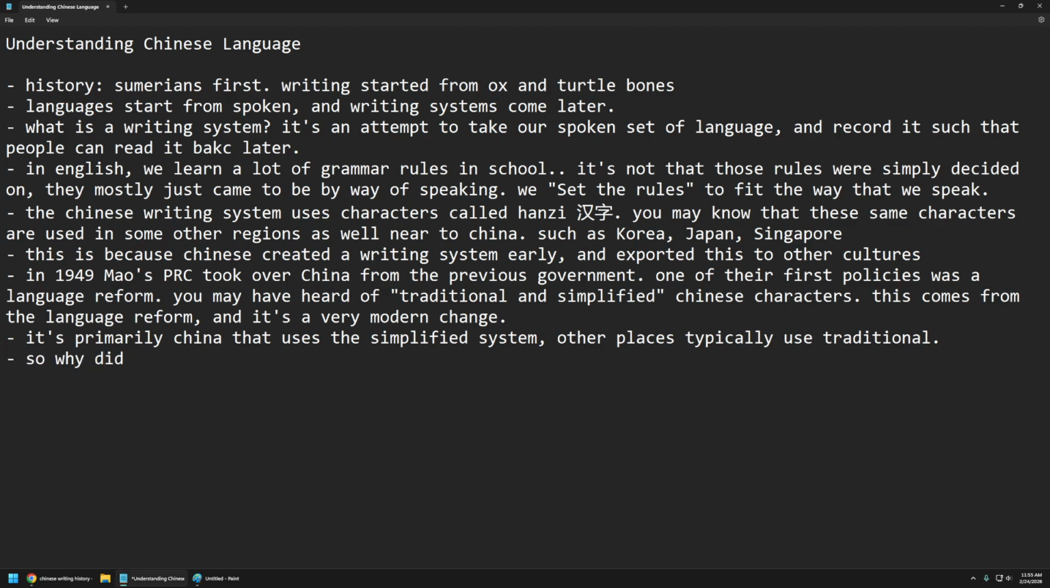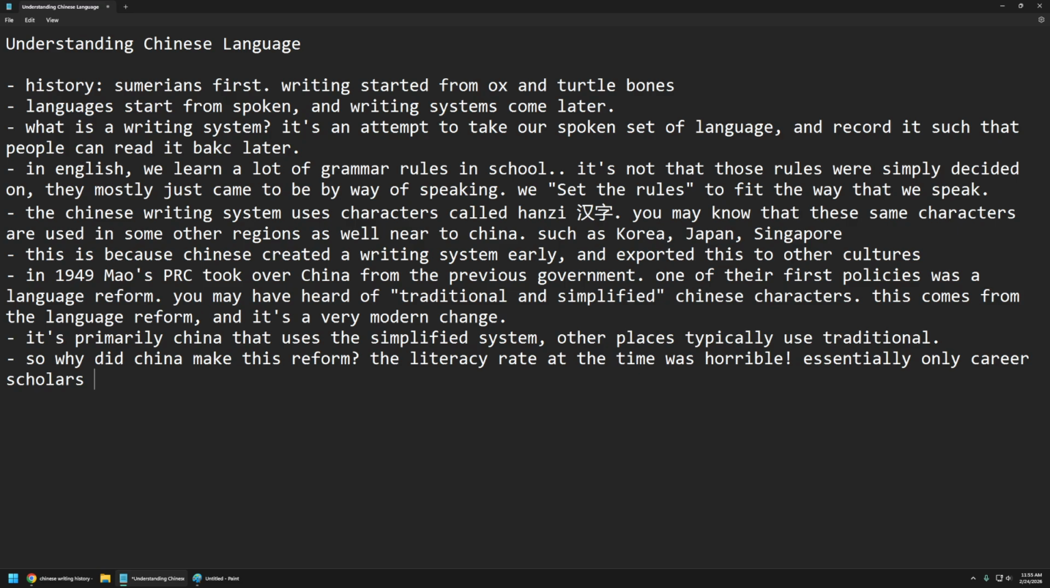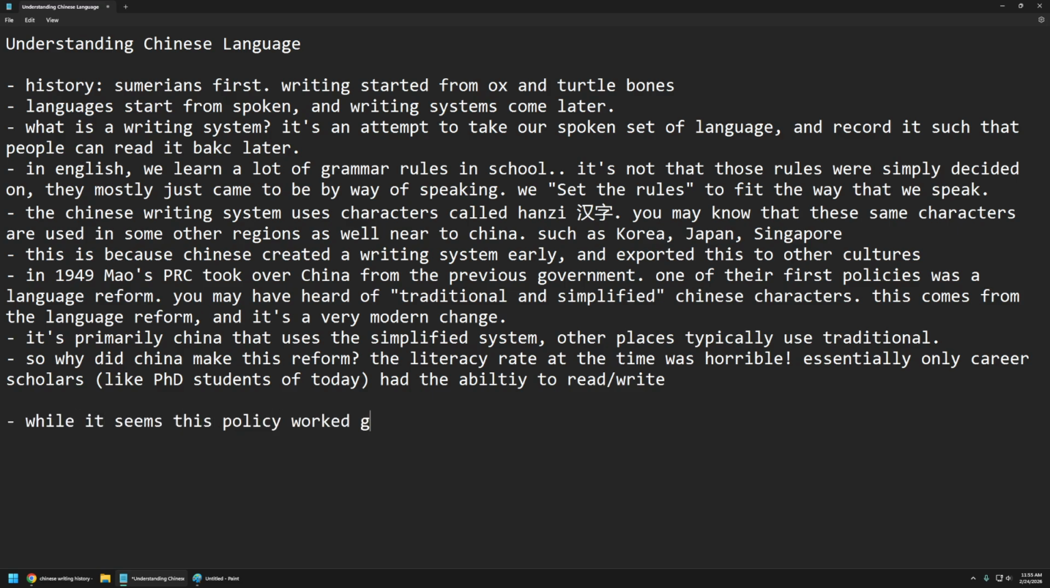So why did China make this reform? The literacy rate at the time was horrible. Essentially, only career scholars, like PhD students of today, had the ability to read and write. So while it seems this policy worked, given the literacy rate rose drastically, today it's approaching 100%.